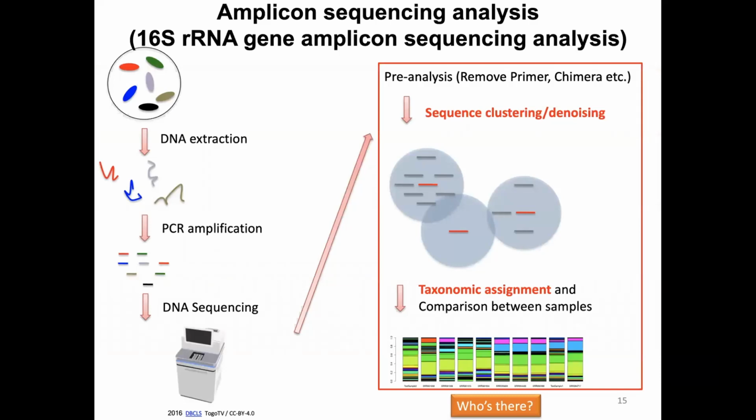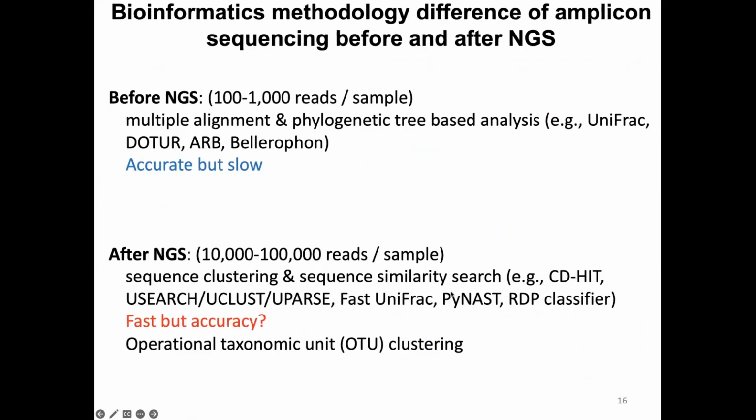Amplicon sequencing has two important analysis steps: sequence clustering and taxonomic assignment. Before NGS, amplicon sequencing analysis conducted multiple alignments, calculated distances between sequences, and estimated a phylogenetic tree.